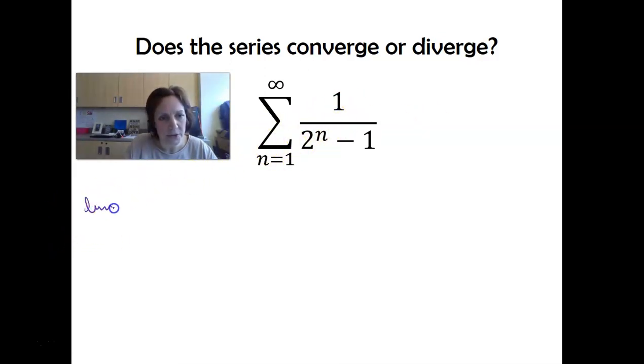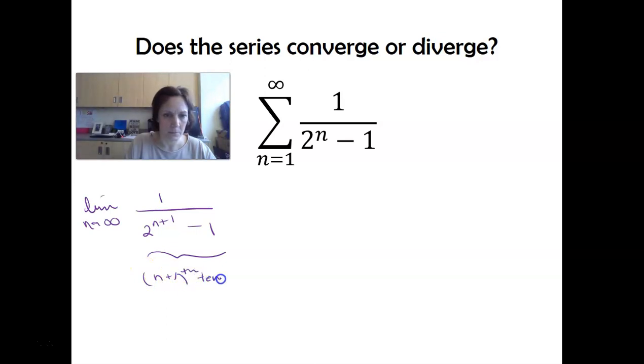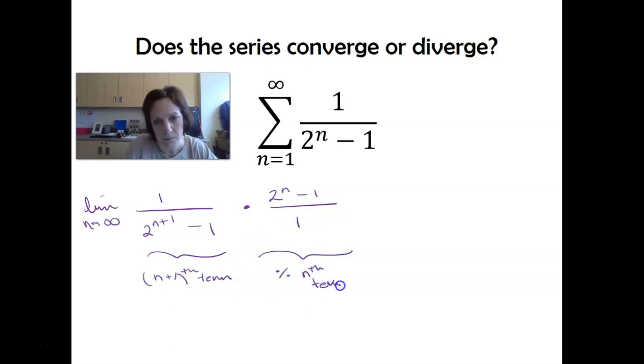All right, so let's do the ratio test. The limit as n approaches infinity. I need my n plus 1th term over my nth term. So my n plus 1th term is 2 to the n plus 1 minus 1. And then I need to divide by my nth term. So I'm going to multiply by 1 over, so that I can save myself some writing. So this is divided by the nth term. All right. If I can evaluate this limit, I've got an answer as to whether it converges or diverges.